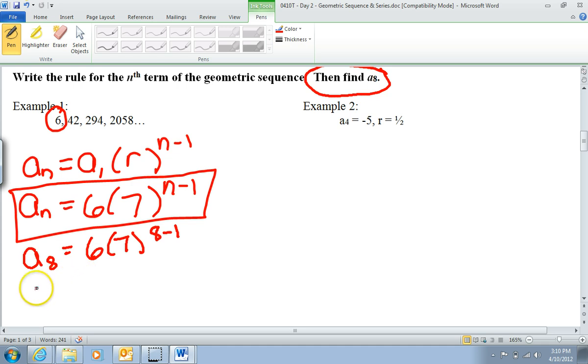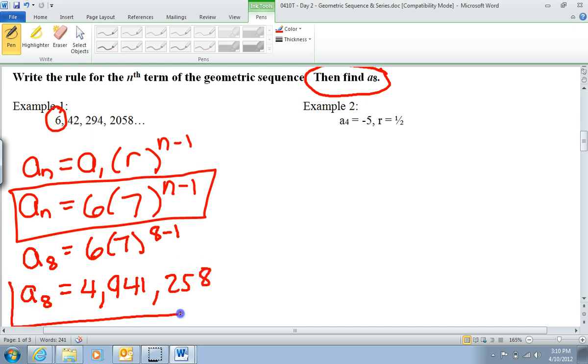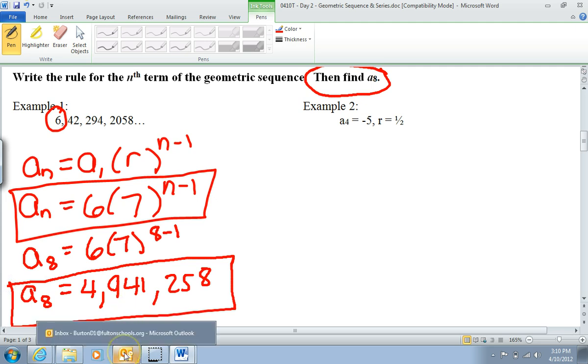Can somebody who did this just tell me the answer maybe? I got 4941258. I heard it was 4941258. 4,941,258. That's how you do that. Any questions on example 1?